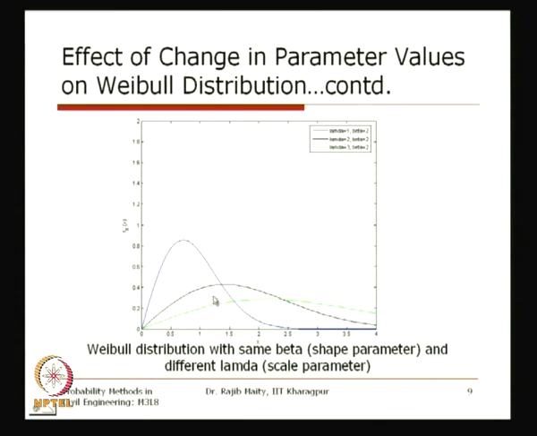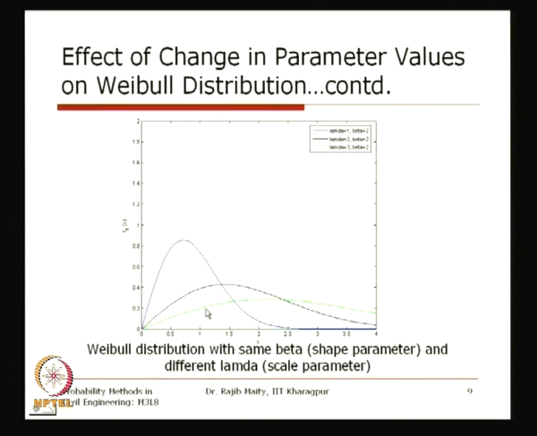Thus, for all three PDFs here, beta is the same, equal to 2, and lambda is increasing from 1, then for the black it is 2, and for the green it is 3. What we can see is that when lambda is low, its peak is higher, and with the increase of lambda, the peak becomes flatter.